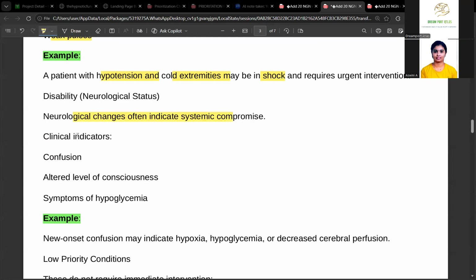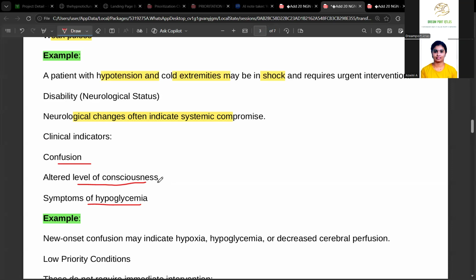And for the clinical indicators, we can assess for confusion and check the level of consciousness. If the client is confused or unconscious, remember that unconsciousness can also occur in case of hypoglycemia. So we need to correlate whether these neurological symptoms are related to any neurological damage or due to hypoglycemia. Like that we can immediately correlate the cause.